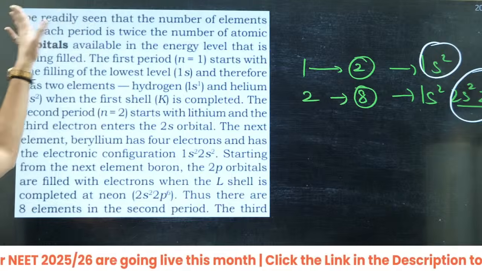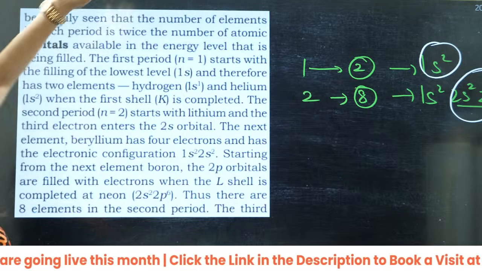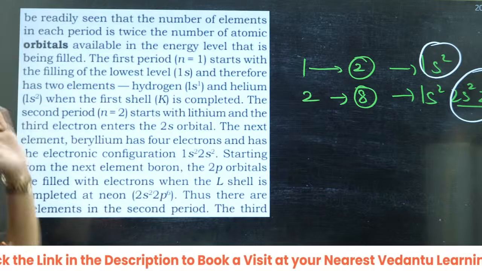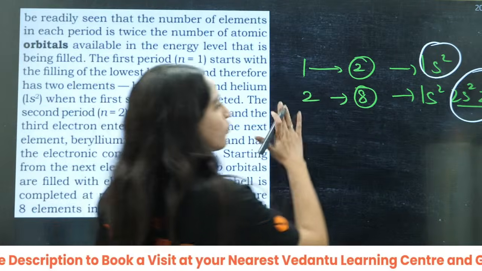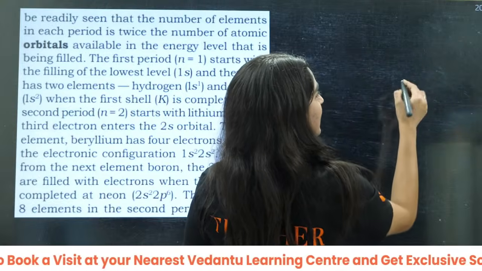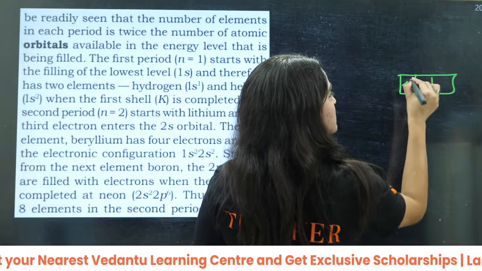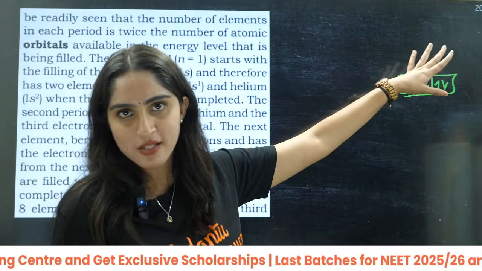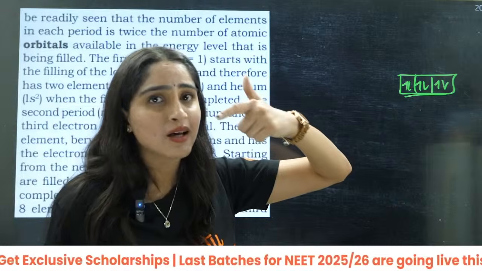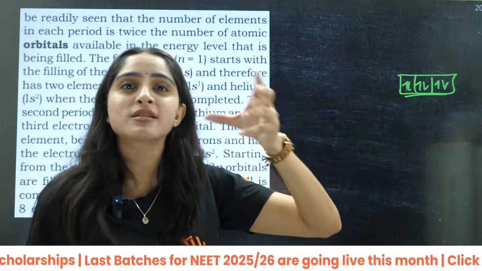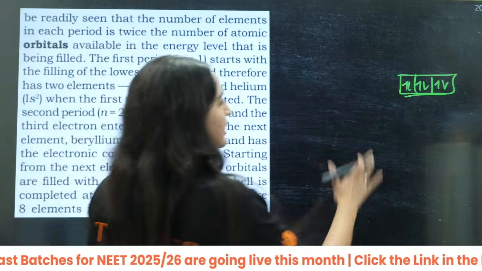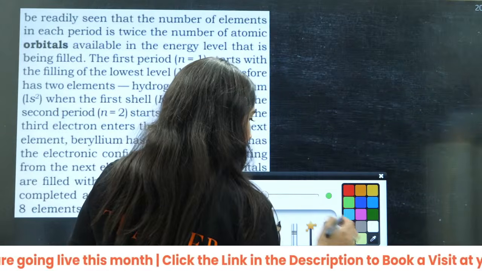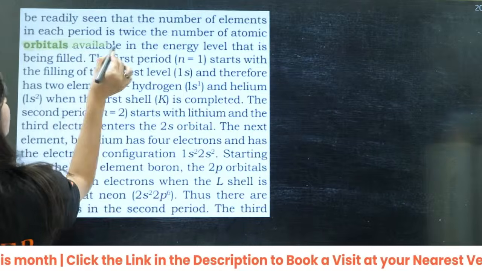The number of elements of each period is twice the number of atomic orbitals. That means the electrons they are talking about, right? This is what I have already told you: if you have p orbital, you have 6 electrons here. That is twice the number of orbitals. Orbitals are 3, electrons are 6, and in p block you have 6 elements. This is what they are saying, right? Okay, so I think that is clear to everyone here.